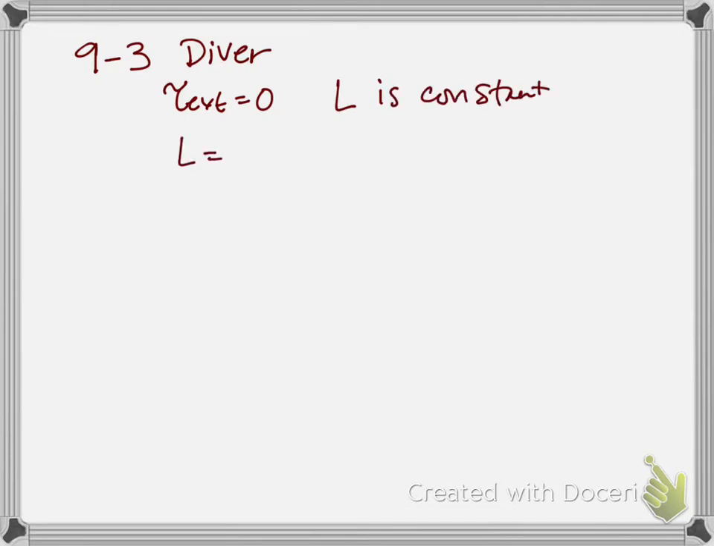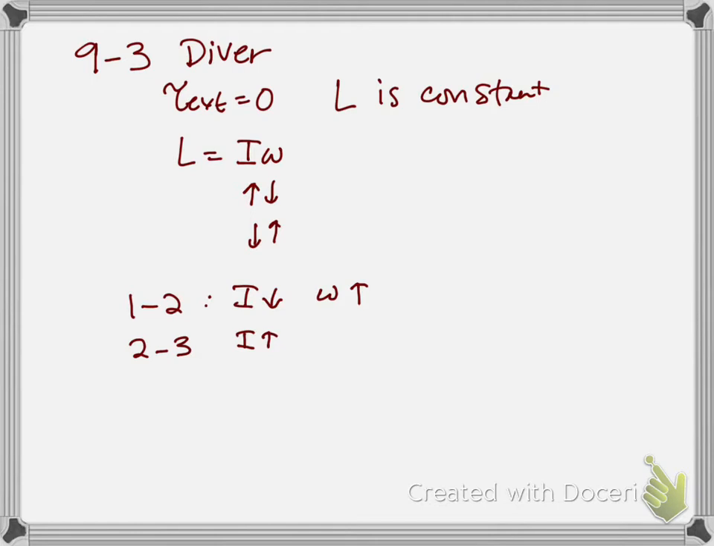And then I also said that since angular momentum is moment of inertia or rotational inertia times angular speed, his angular speed depends inversely on his moment of inertia. So either one goes up and the other goes down or vice versa. So between figures 1 and 2, the diver brings his mass in towards the axis of rotation. So between 1 and 2, this decreases his moment of inertia, which increases his angular speed. Now, between 2 and 3, he extends his arms out, which means his rotational inertia is going to increase, which means his angular speed is going to decrease.